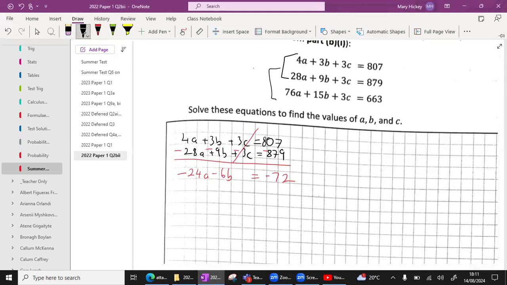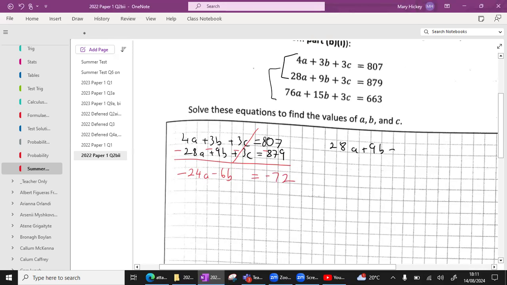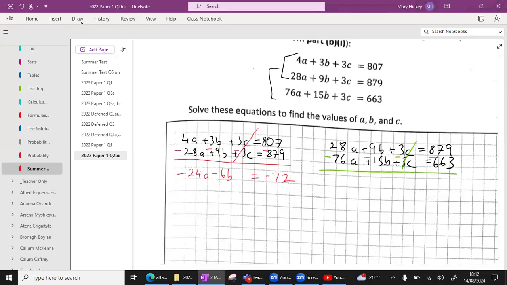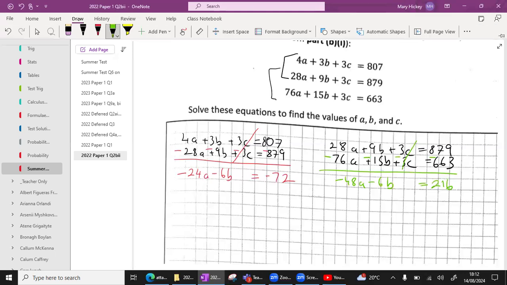So what I'm going to do now is rewrite the second one and pair that. You have to cancel the c's no matter what, but it looks like good news for us because, again, if we change the signs across or multiply by -1, the c's automatically cancel. So I have 28 take 76, so that's negative 48a. 9 take 15 is minus 6b. The c's are gone. And then 879 minus 663, so that's 216.